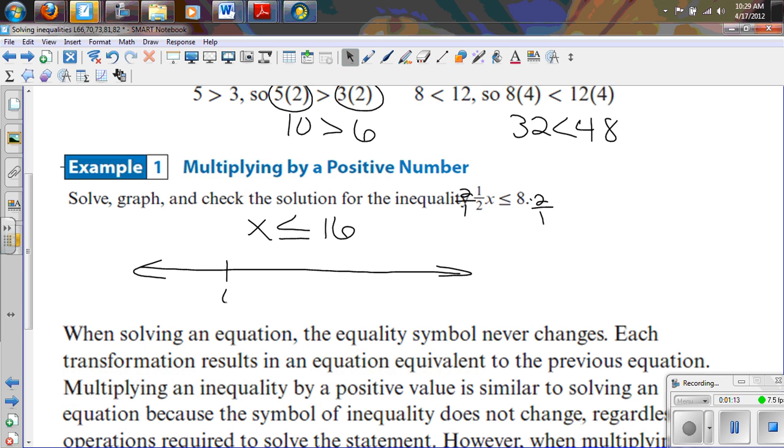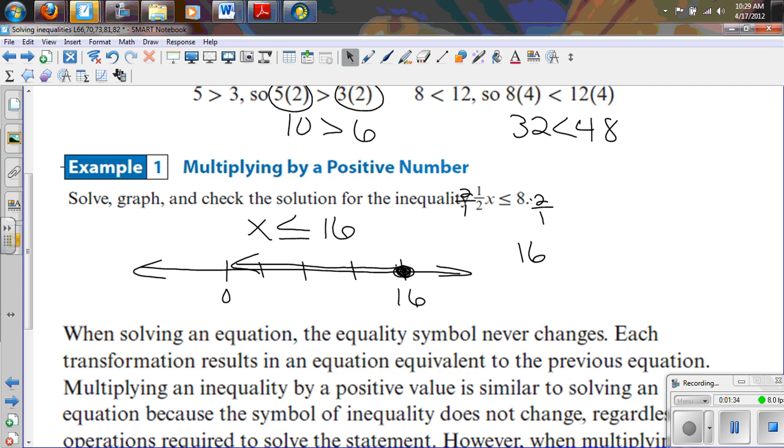And so here's 0, here's 4, 8, 12, 16. And it's going to be less than or equal to, so again we fill the circle in for equal to, and less than means anything going to the left. And we think about that, check it.